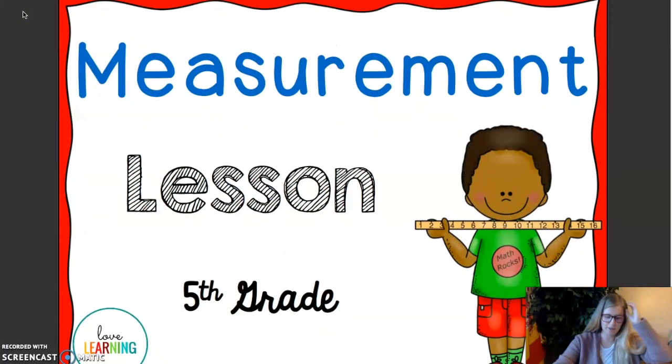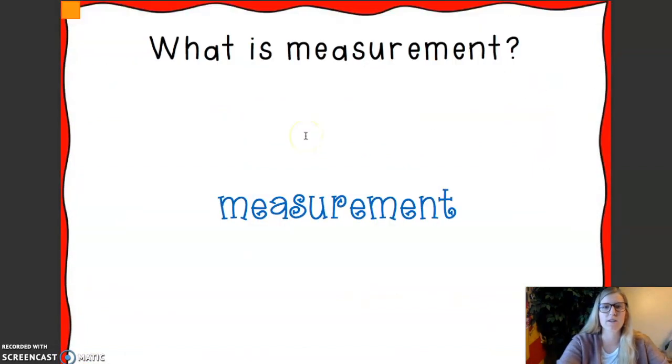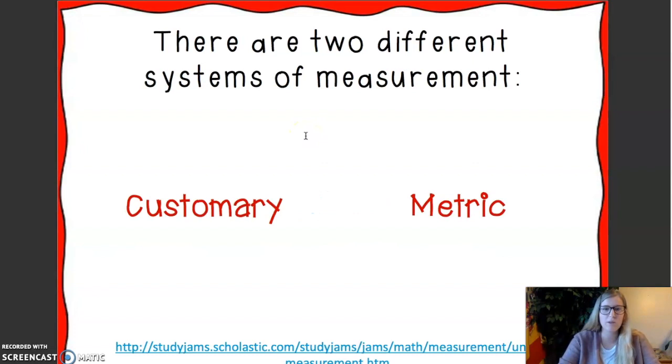Okay, guys. Here is our measurement lesson. What is measurement? So measurement is when we are recording the amount of something. We can study customary measurement or metric measurement. These measurement systems are very different, just so you know. We're going to be talking about customary today.